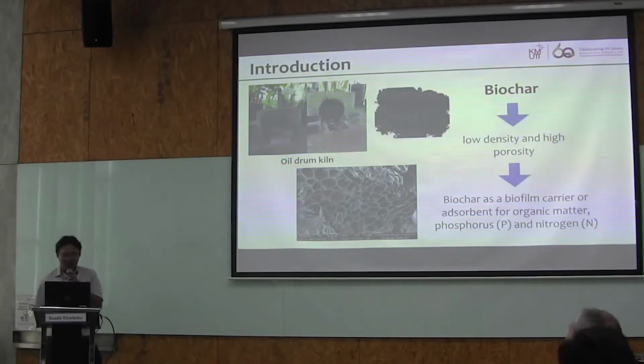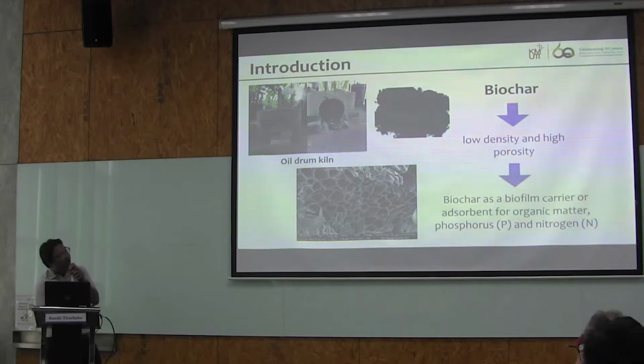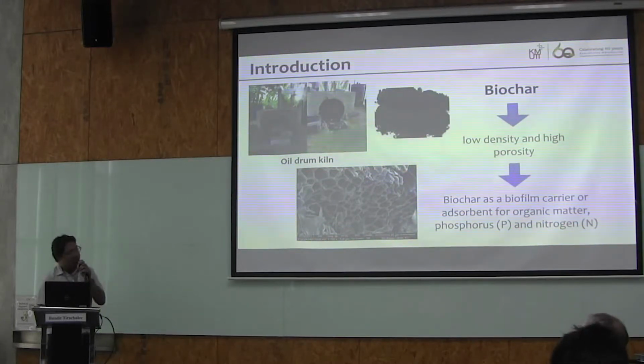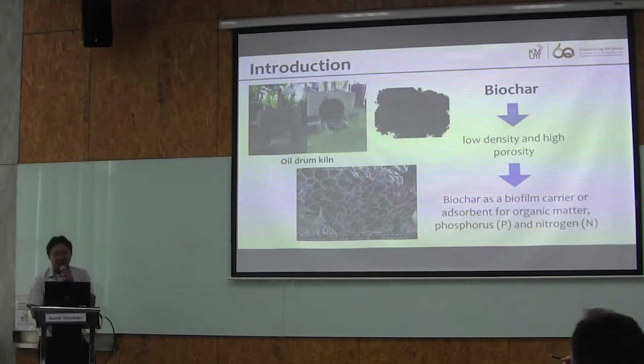As we know, biochar is a carbon-rich material made from agricultural biomass or waste. Biochar is made through the pyrolysis process, which excludes oxygen. After burning, the physical character of biochar is low density and high porosity, which is suitable for microbial habitat for growing. It can also absorb nutrients such as nitrogen and phosphorus.